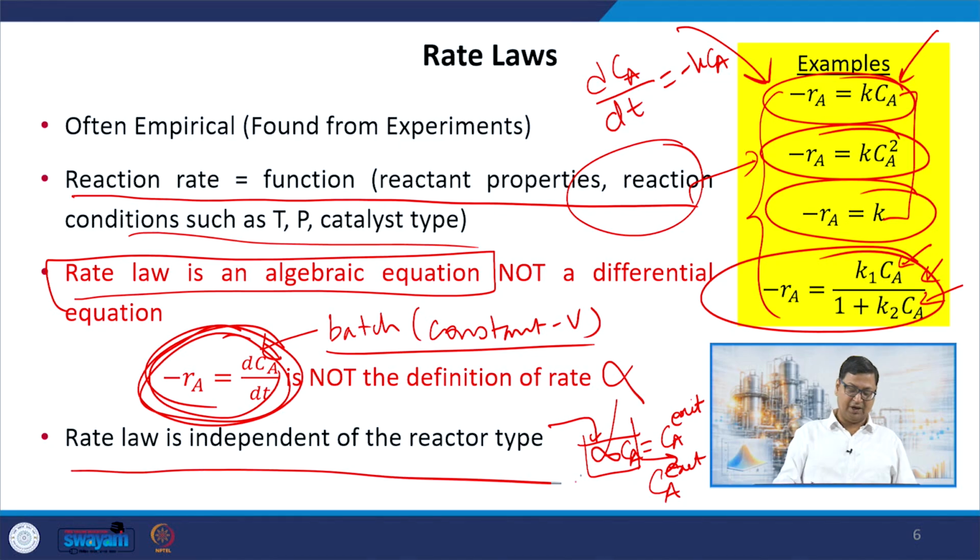And what is also very, very important is that rate law is independent of the reactor type. Whether the reaction is happening in a CSTR, a PFR, or a batch reactor, the rate law that defines how the chemical reaction rate depends on the concentration will not change with the reactor. Of course, depending on the concentration present in the reactors, the rates can be different, but the expression of the rate law will not be different for a CSTR or a PFR. It is not possible that some reaction happens to be first order in a CSTR and second order in a PFR, because the rate law is independent of the reactor type.